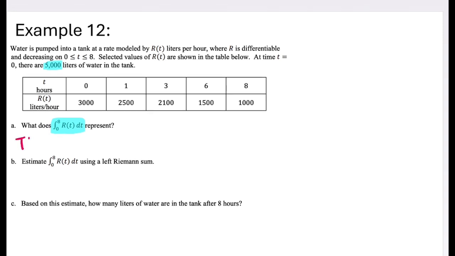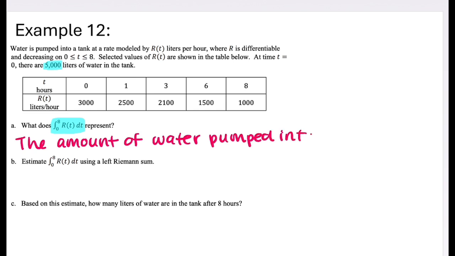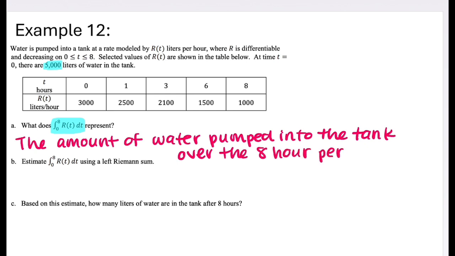So it's the amount of water pumped into the tank over the 8-hour period. You could also say it's the net change in water in the tank over 8 hours. There's a lot of different ways you could word it, but I'm going to word it that way.